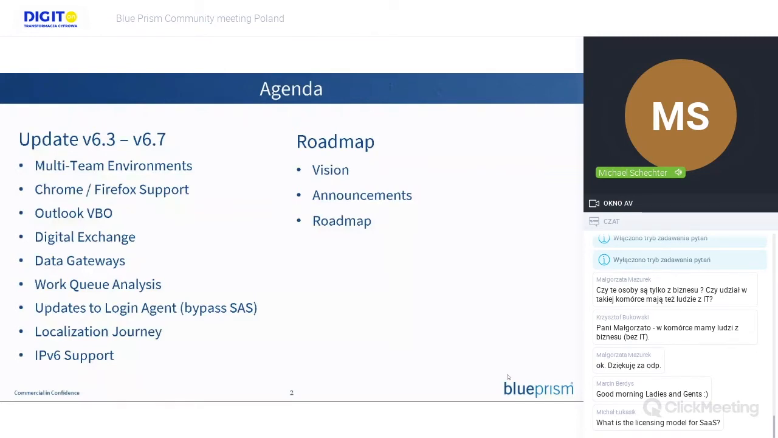I'm going to talk about multi-team environments, support for Chrome and Firefox, about Outlook VBO, digital exchange, data gateways, work queue analysis, update to login agent, localization journey, support for IPv6, and then switching to a session about the roadmap, where I talk about our vision, some announcements, and also about the roadmap itself.